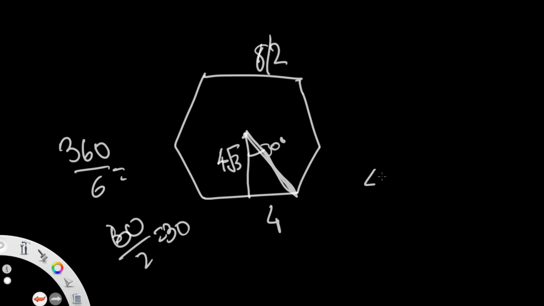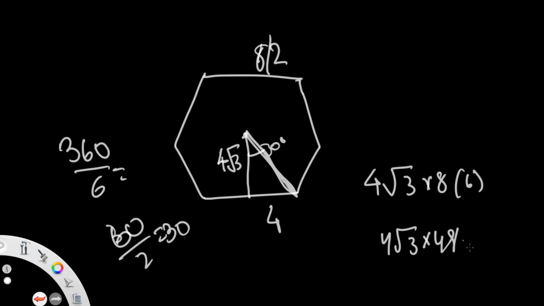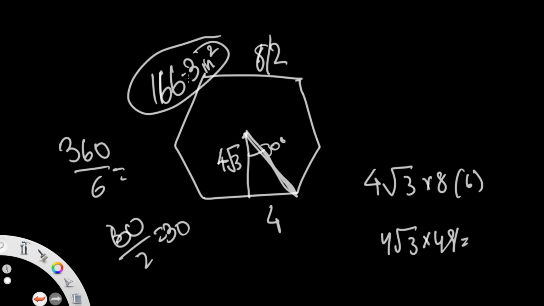And then you could do 4 root 3 times 8 times 6, so 4 root 3 times 48, to get 332.55, and if you divide that by 2, you get approximately 166.3, which is the area of this figure. And since this is inches squared, that's the final area of this regular hexagon.